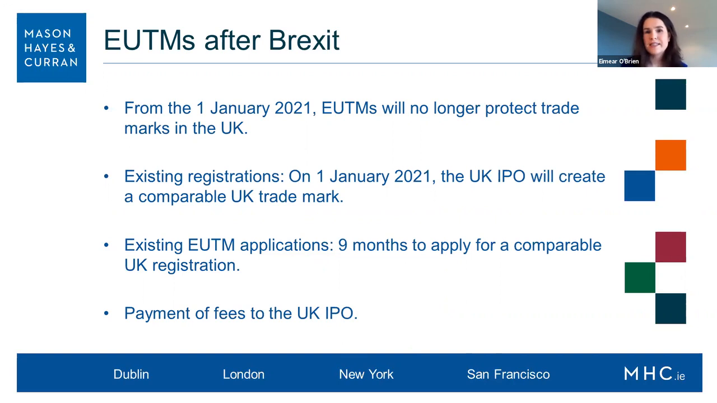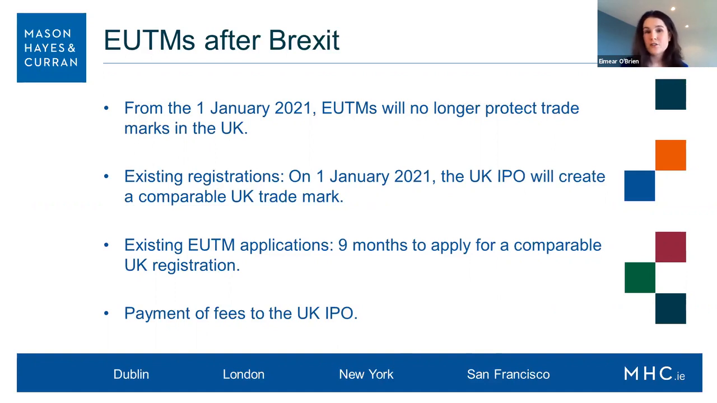So what's going to happen is, if you have a registered EUTM at the moment, after the 1st of January 2021, the UK IPO, the UK Intellectual Property Office, is going to create a comparable national registration for you. And what that means is it will be a UK national registration. It will be absolutely identical to the registration that you currently hold with the EU, and it will be granted the exact same filing date. So for all intents and purposes, the protection within the UK will remain the same.